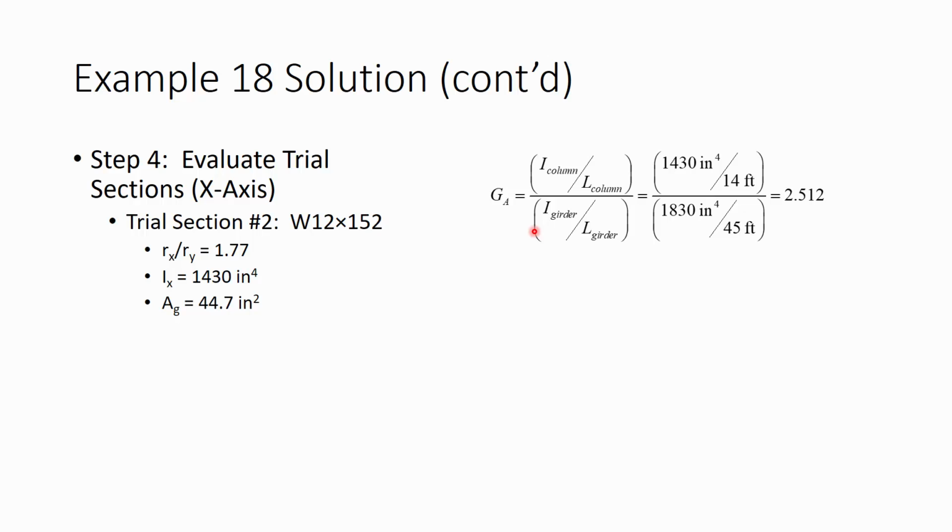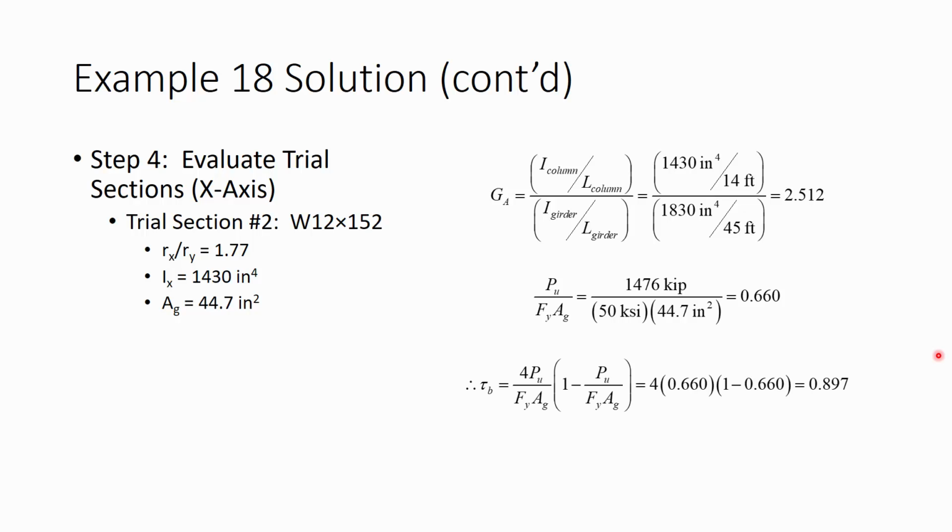Okay, so first step, same as before, we compute a G value. The G value is a little different because the moment of inertia is a little different. It's 1,430 inches to the fourth as opposed to, I think it was something like 1,530 last time. So the G value drops a little bit. The PU over FYAG changes because we have a different gross area. So what that means is that not only is the tau going to change, we're still going to use the same equation for tau because that fraction, that PU over FYAG, is still over 50%. But we're going to go through and chug out tau.